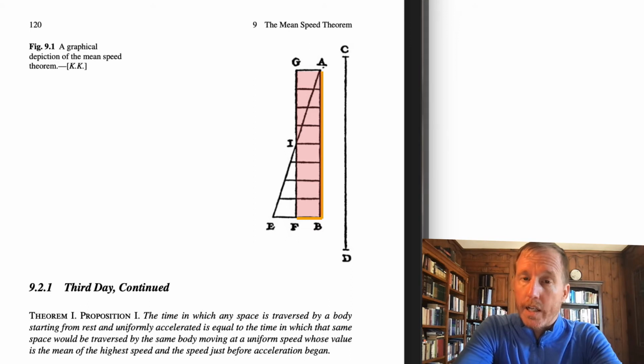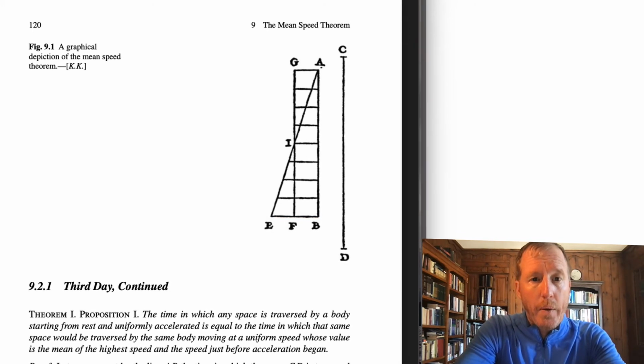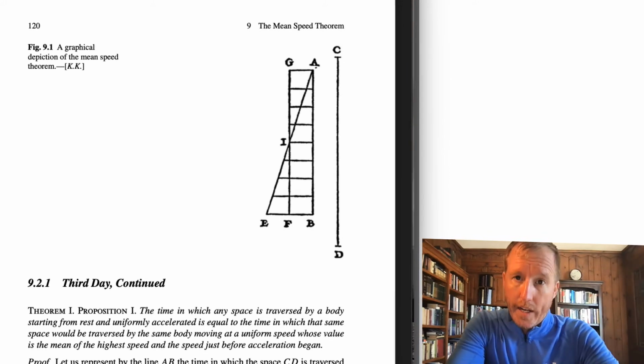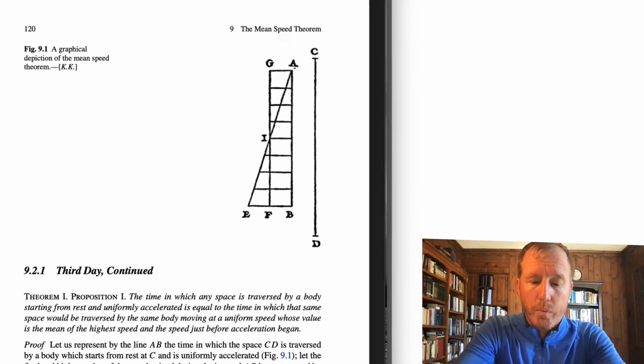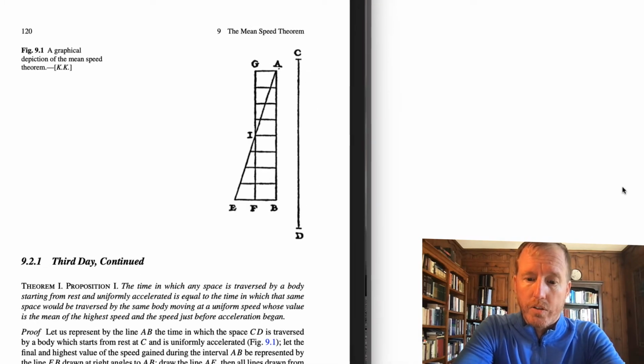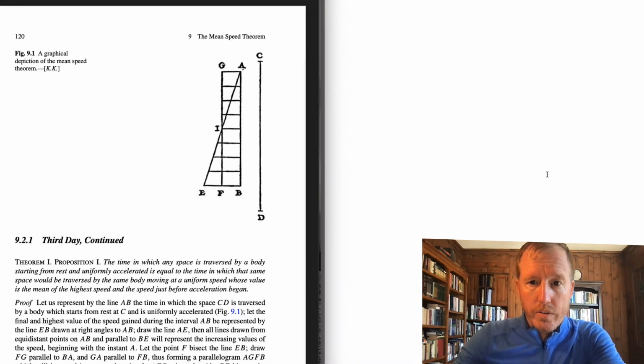Now here's the claim: the object that's undergoing uniform acceleration, that is starting out at 0 speed and ending at speed BE, would travel the exact same distance as the object going at the uniform speed for the same amount of time. Now, how is this clear from this diagram? That is what Galileo is talking about in the paragraph after Theorem 1, Proposition 1, which is the mean speed theorem. Let's talk about this in a little more detail. How does he know this?